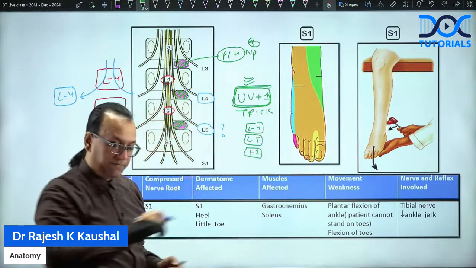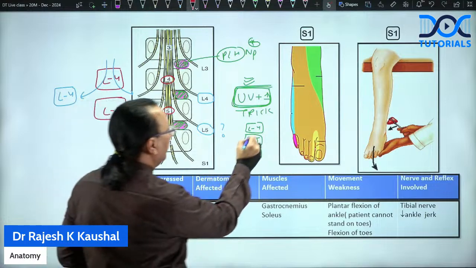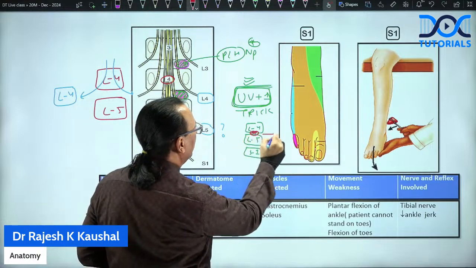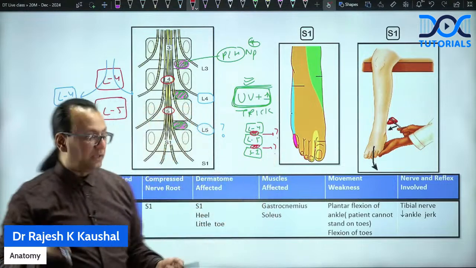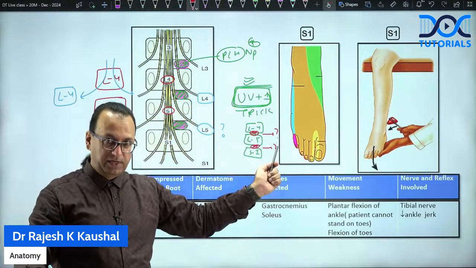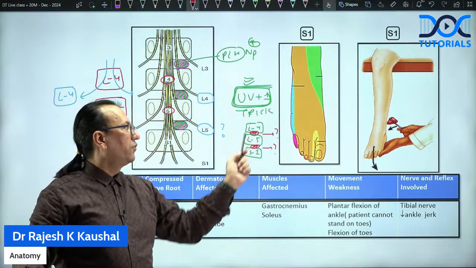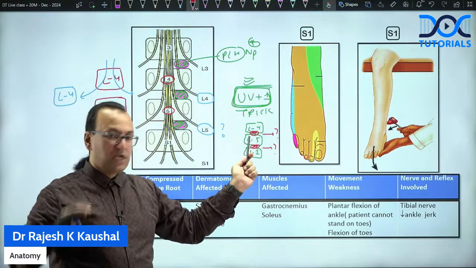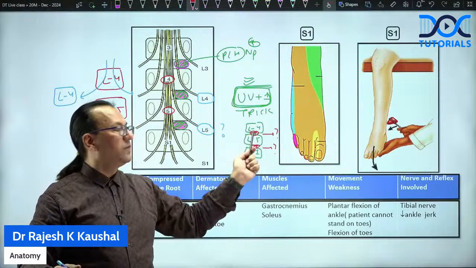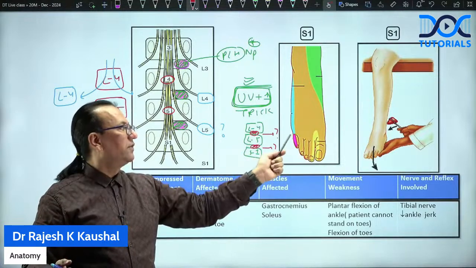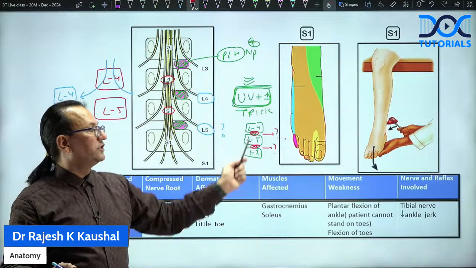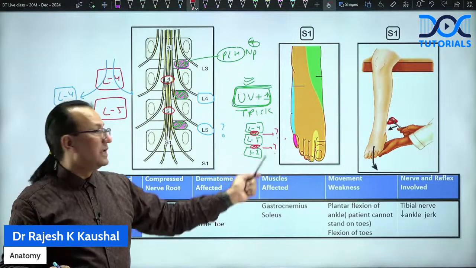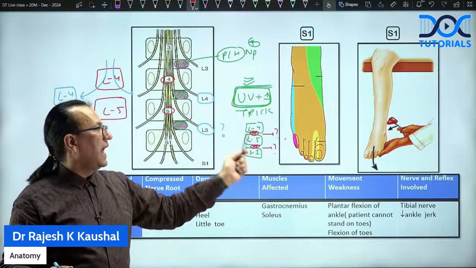Now the examiner has given you a slip disc between L4 and L5. Which nerve is involved? My trick is simple. Upper vertebra +1. If they are telling L4, 5 vertebra slip disc, the upper vertebra is L4, +1 is L5. So the L5 nerve is involved. And here L5, S1, then which nerve is involved? L5 +1.